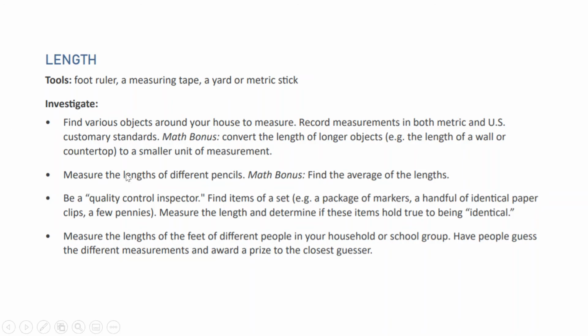Measure the lengths of different pencils. Math bonus: find the average of the lengths. Be a quality control inspector. Find items of a set, a package of markers, a handful of identical paper clips, or a few pennies. Measure the length and determine if these items hold true to being identical.